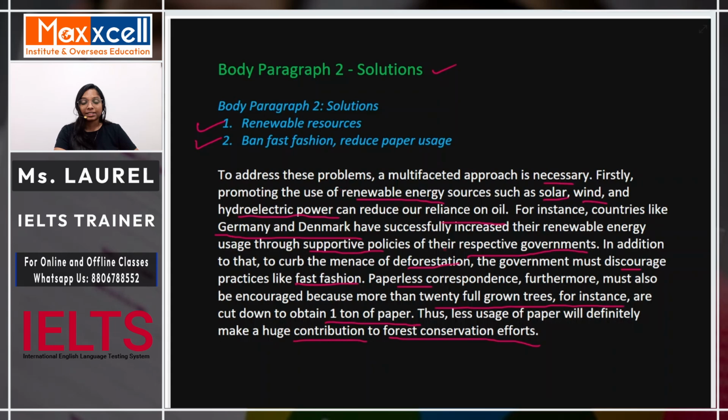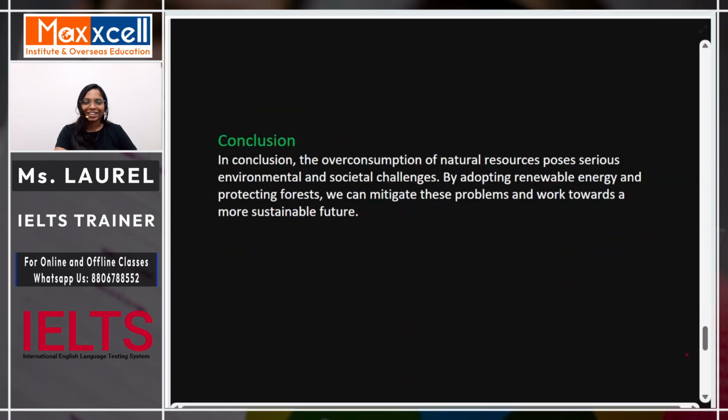But again, these are not just random, they are very related to the problems we discussed in the first paragraph. Make sure your solutions and your problems have some kind of correspondence. It shouldn't be completely divorced from each other. Your problems and solutions have to kind of be like a question answer to each other. And last, we have the conclusion.